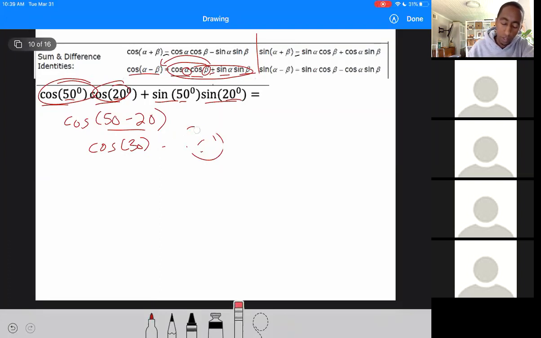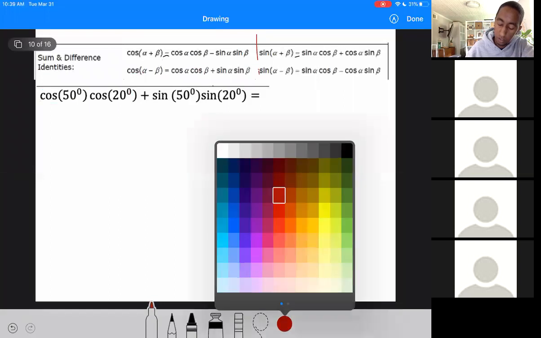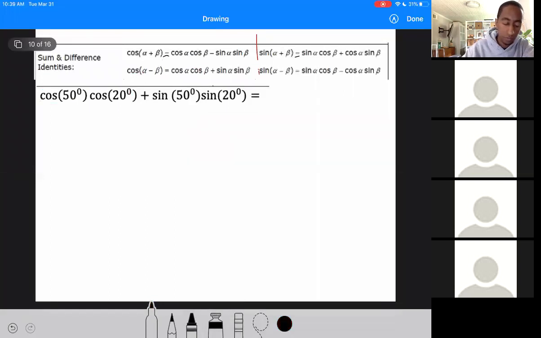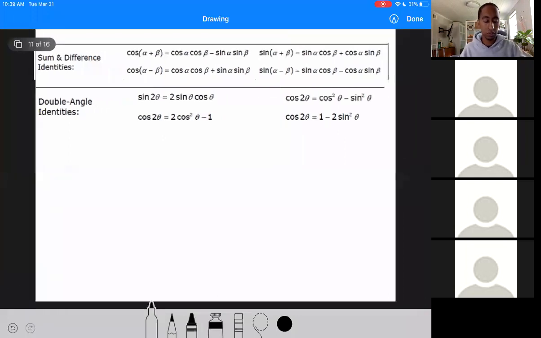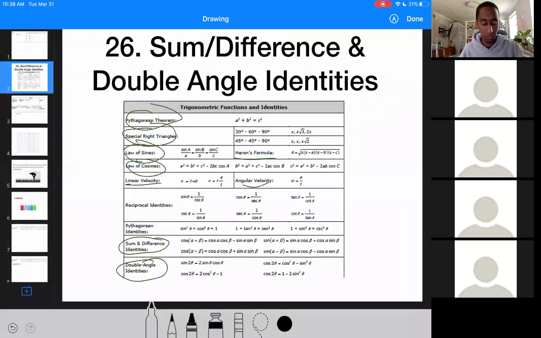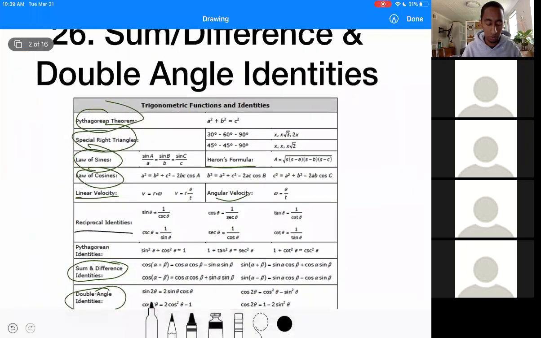Beautiful. All right. So that is the sum and difference identities. That is the other trig identity you have. We're going to talk about the last identity here in a second, which is double angle identities. Again, at the beginning I said we're working down these. We talked about reciprocal. We talked about Pythagorean identities. Right now, we talked about these. I told you it looks long, but it's not that complex.